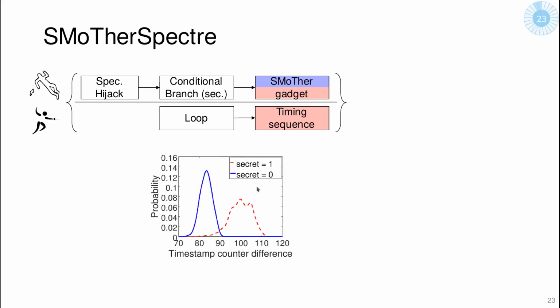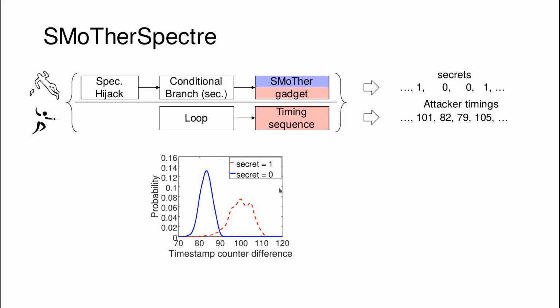As we discussed before, the timing leads to two nicely disjoint probability distributions of how long it takes for the timing sequence to be executed. Say, if the secret is 1, it takes longer than if the secret is 0. And the information from the distribution can be used to determine a timing threshold from which we can finally extract the value of the secret. So for instance, if we get a timing of 101 clock cycles, we can assume that the secret was 1. If we get 82, we can assume that the secret was 0, and so on and so forth. And so that is how we extract secrets from the victim.